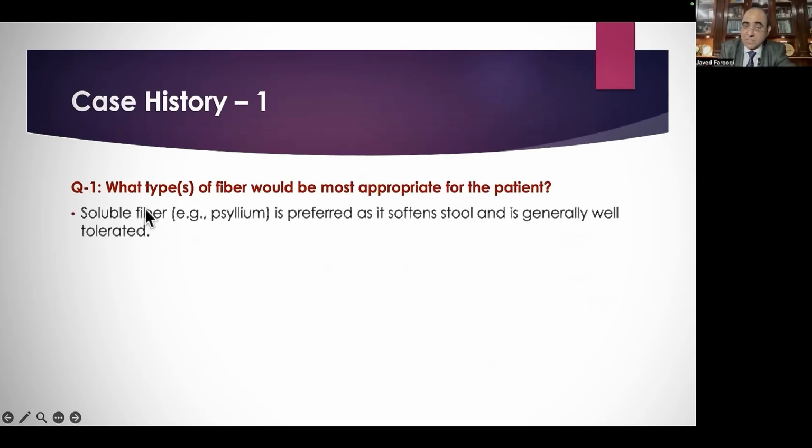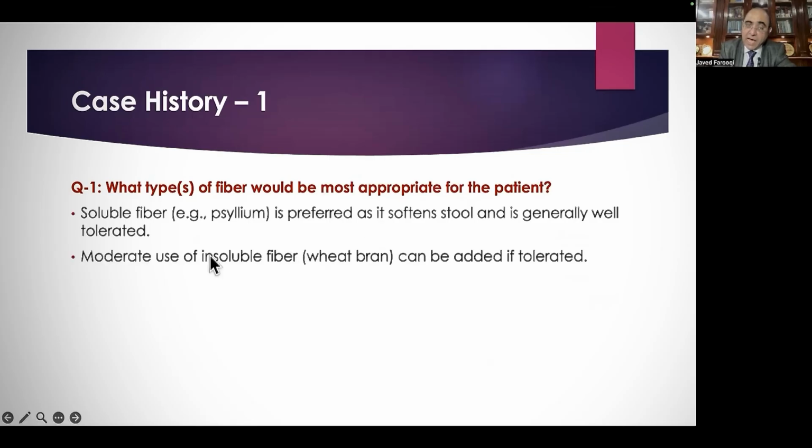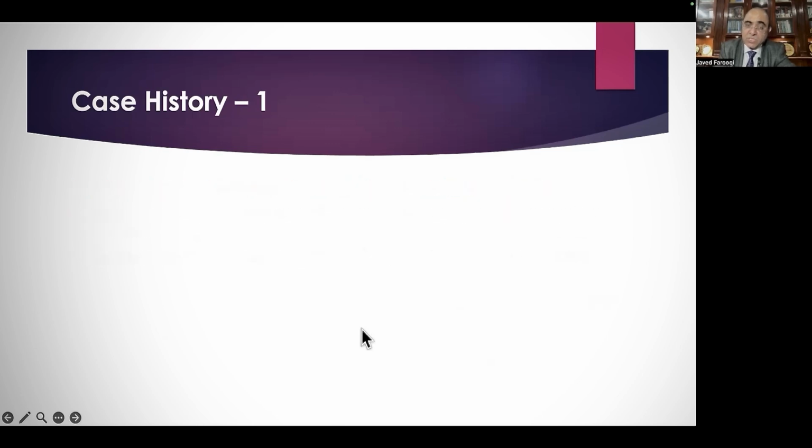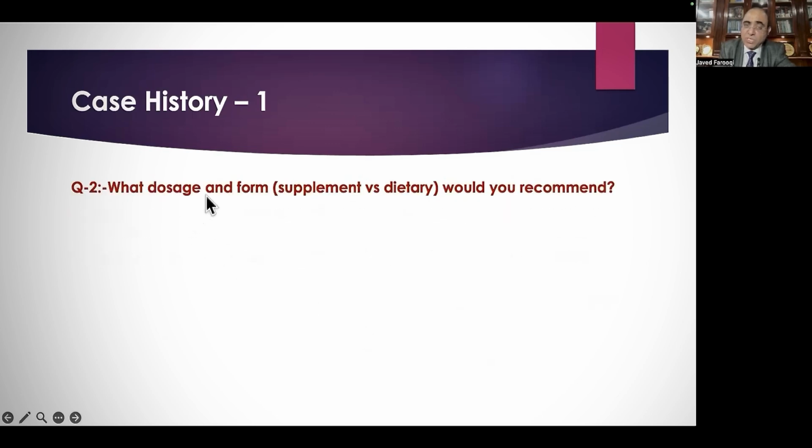Soluble fibers are preferred as they soften stool and are generally well tolerated. And there should be moderate use of insoluble fibers, wheat bran, and it can be added if tolerated. So the second question is, what dosage and form, supplement versus dietary, would you recommend? Just think on the answer.